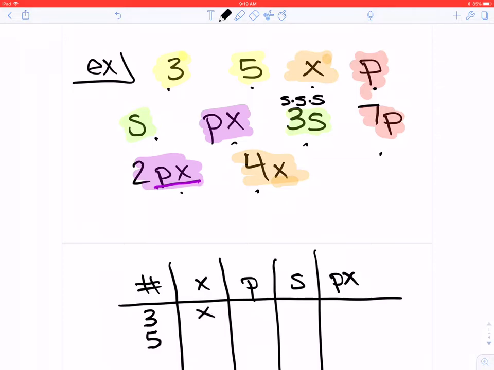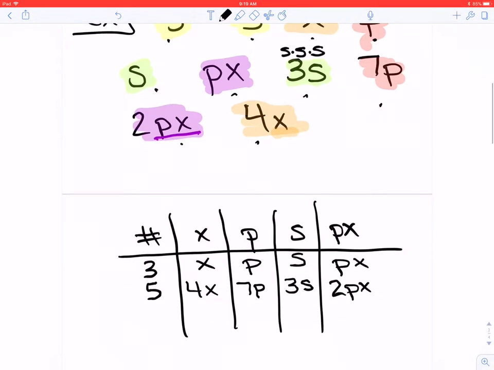The x is x. The p is p. The s is s. px is px. 3s goes under s. 7p goes under p. 2px goes under px. And 4x goes under x. So now if I look at this, I almost have like a math problem where I could add up each column. I have separate math problems.